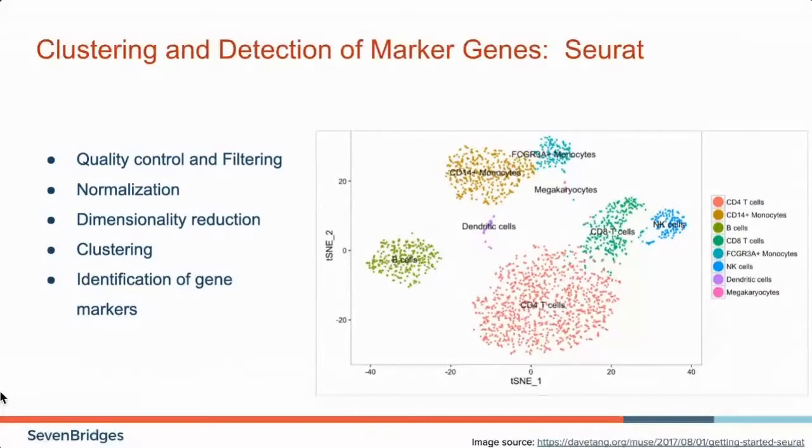So on the image to the right is a t-SNE plot showing the results of clustering in 2 dimensions, and we observe 8 clusters representing distinctive cell types. And here cell types were detected and annotated by analyzing marker genes that are expressed in each of these clusters.